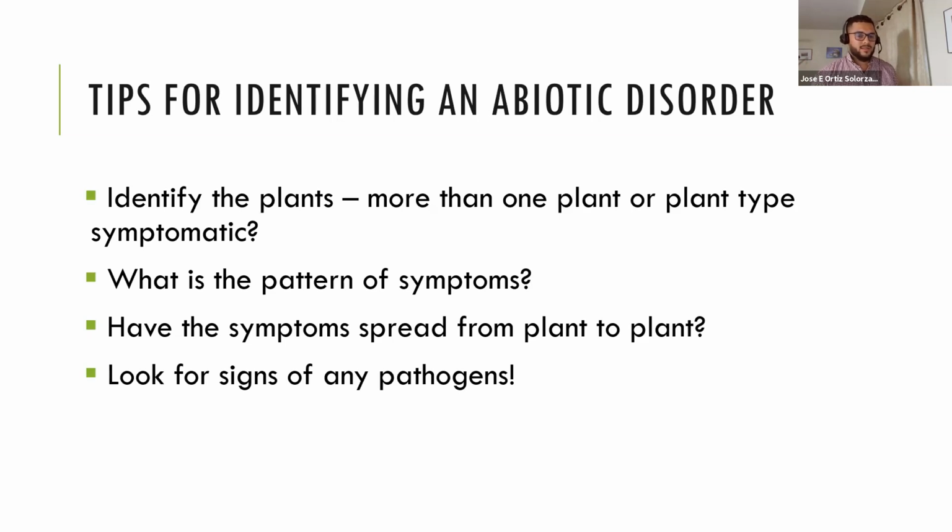So what is the pattern of the symptoms? That's another thing you need to look at. Have the symptoms spread from plant to plant? Usually fungi spread from one plant to another. When your plants are affected by water or by physical injuries, those symptoms don't move from one plant to another. And you need to look out for signs of any pathogen, bacteria, fungi, insects, or anything else that can be affecting your plant. So with that, if you have any questions, please let me know.